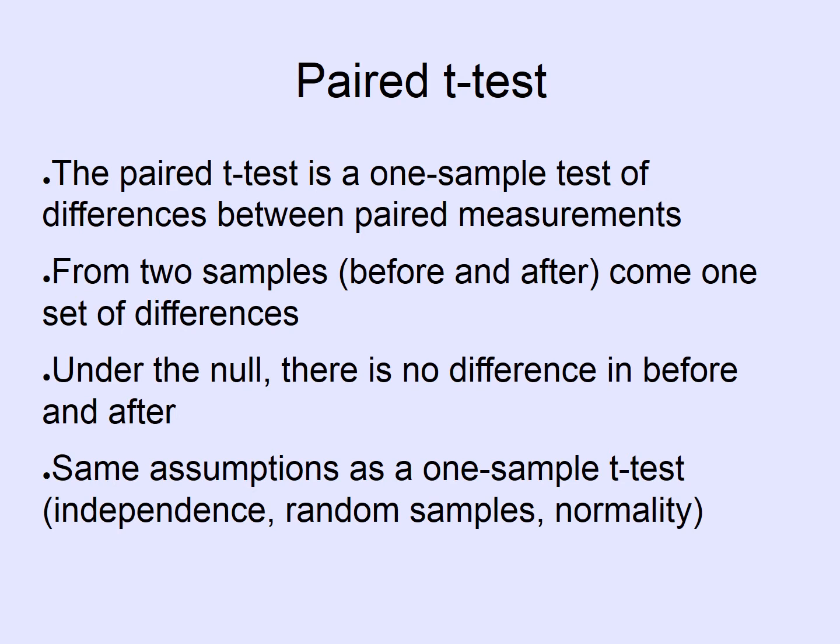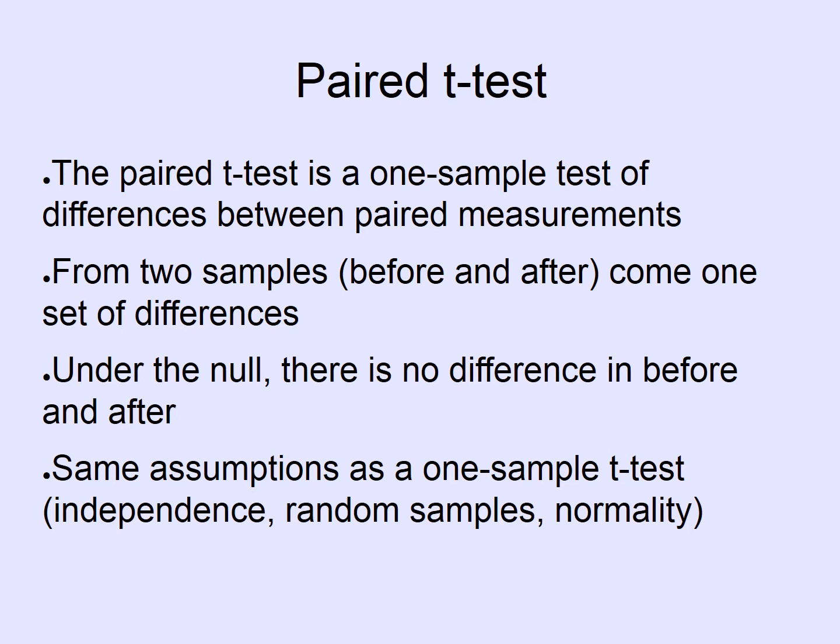Okay, again, paired t-test, they are linked somehow. The experimental units are either dependent on each other, or they're the same experimental unit with two measurements coming from them, so they are not independent from each other. Okay? And as I said, under the null there is no difference in before and after, so oftentimes we'll see that null value being 0.